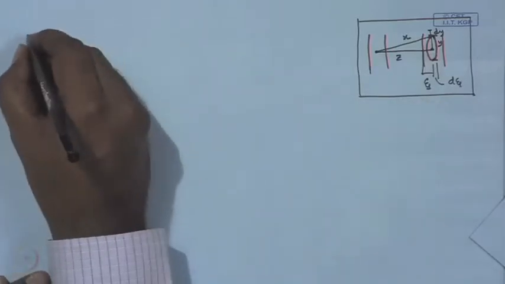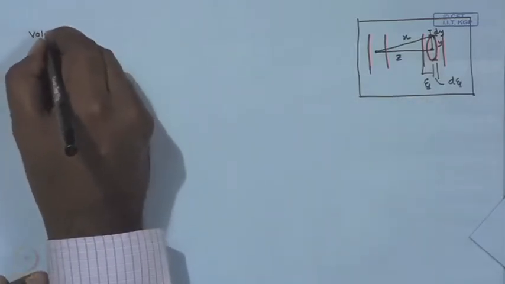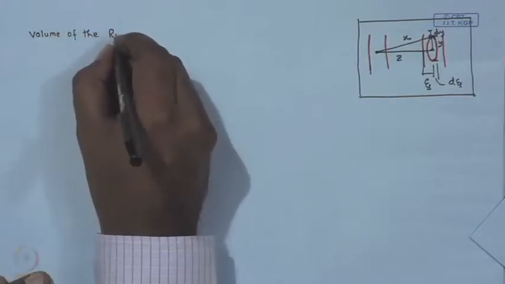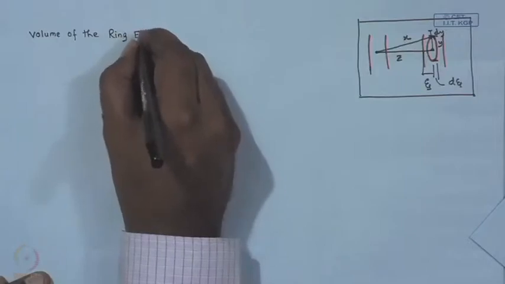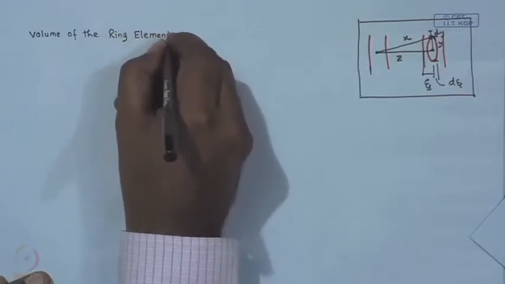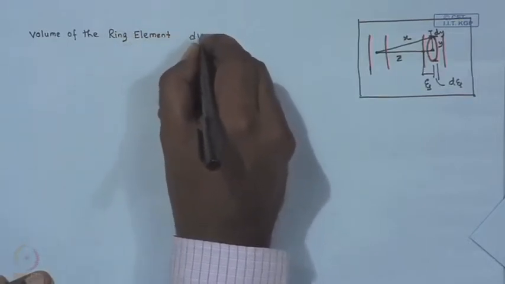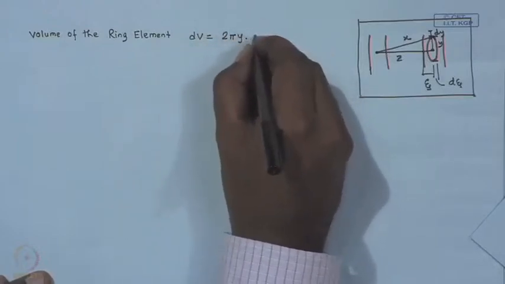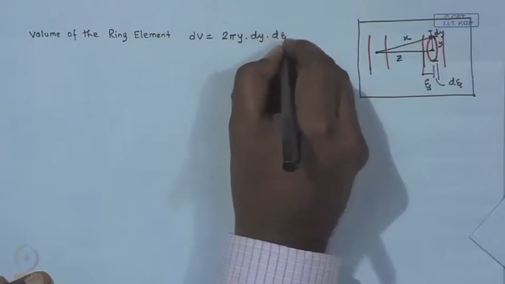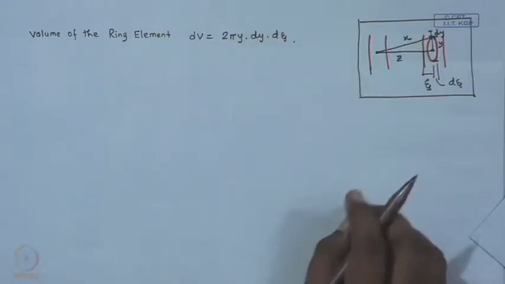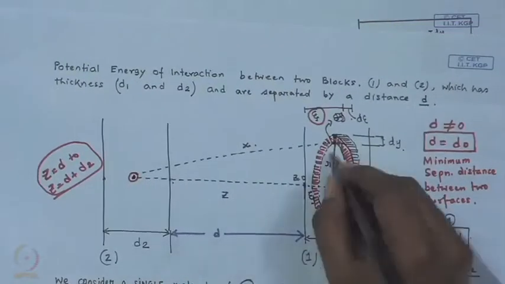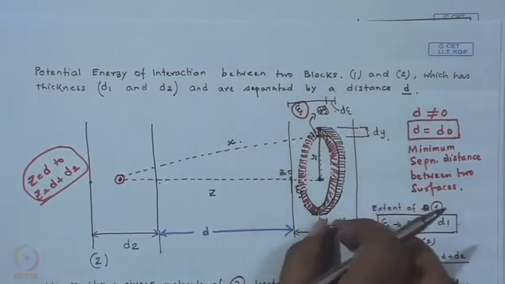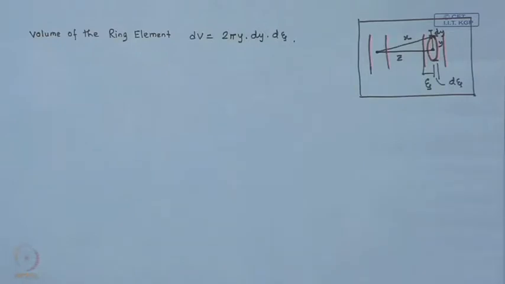Now, we calculate the volume of the ring element dV, which is 2 pi y del y into del zeta. You can find that out easily. So, this is 2 pi y is the perimeter into del y, it talks about this face multiplied by the width del zeta. So, this is the volume.